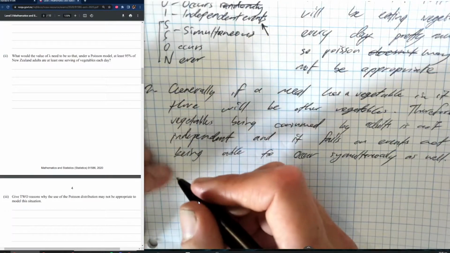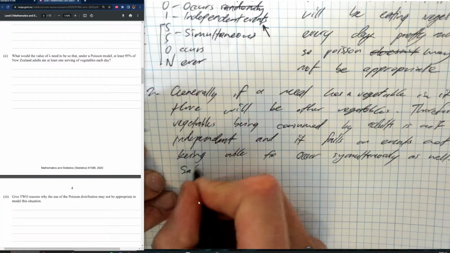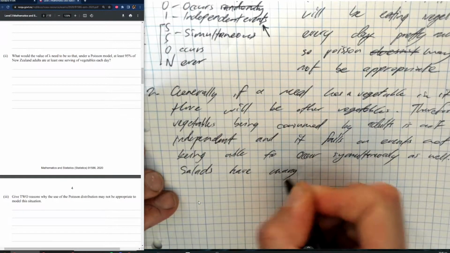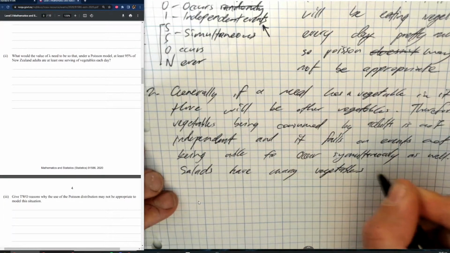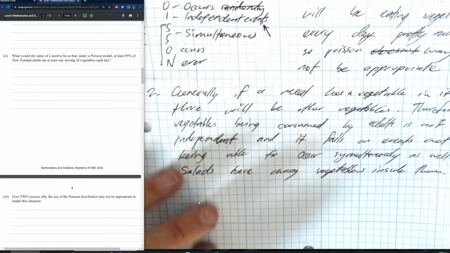And then maybe I'll just give an example. Salads have many vegetables inside of them. Yeah, this is a horrible situation for Poisson. Okay, let's move on.